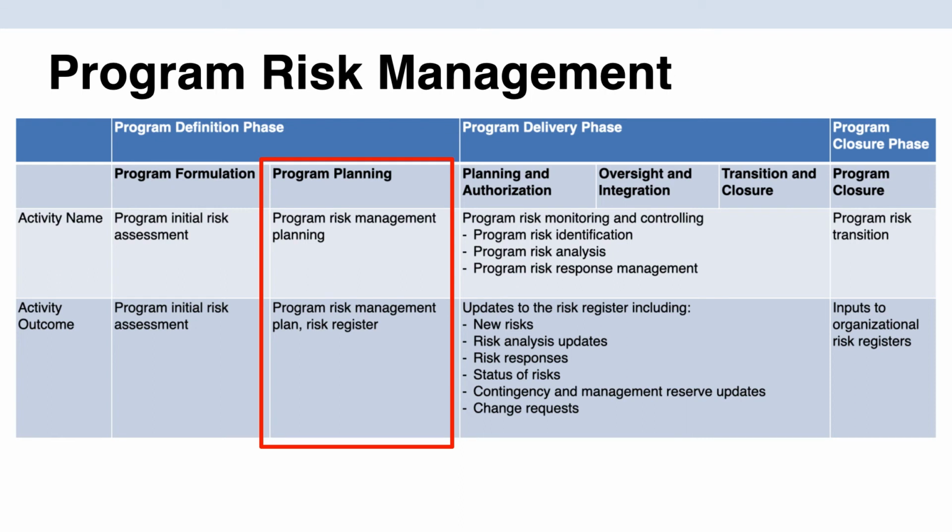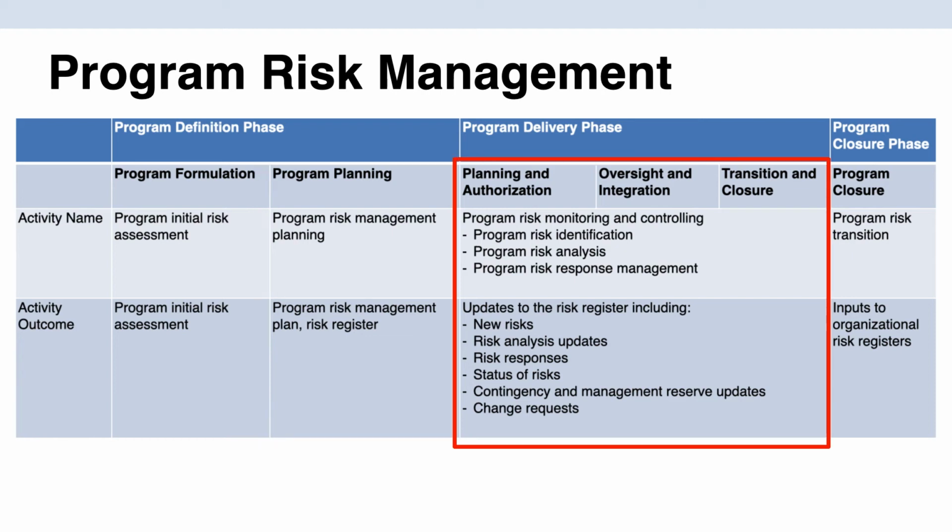So based on the risk appetite of your major stakeholders, you will determine how you will manage risk on your project. During the program delivery subphase, we have the program risk monitoring and controlling activities. It also includes three major sub-activities. One, the program risk identification. Two, program risk analysis. And three, program risk response management.